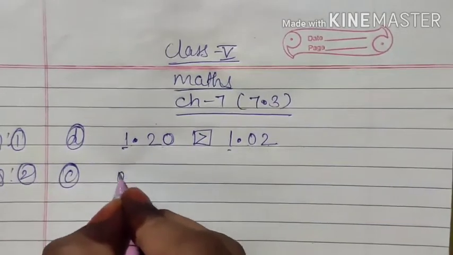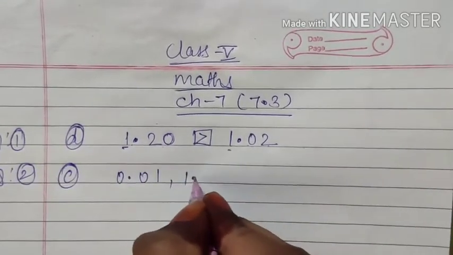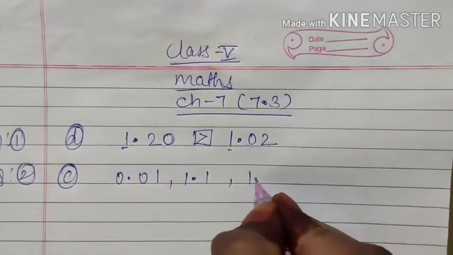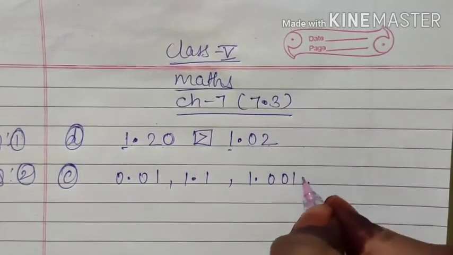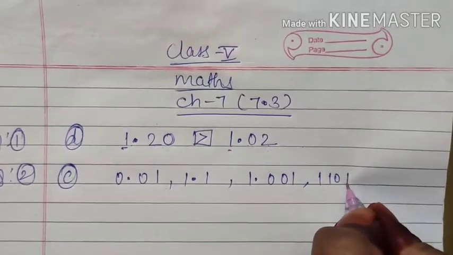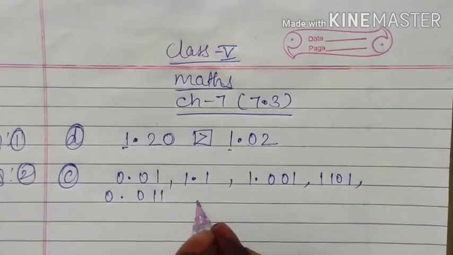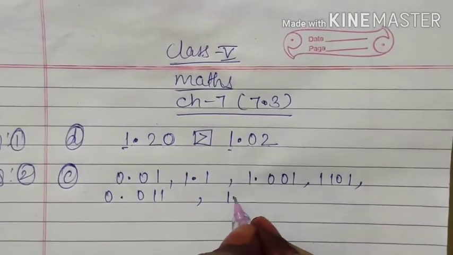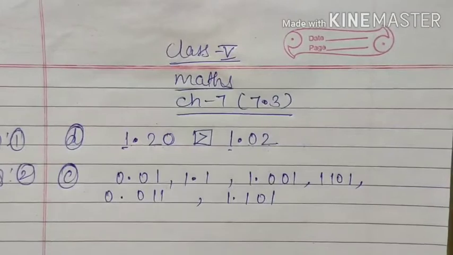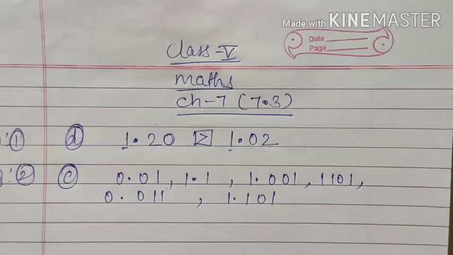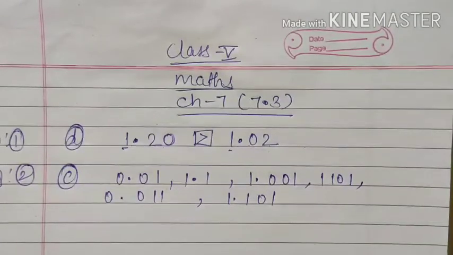In C part, the question is 0.01, 1.1 and 1.001, 1101, 0.011 and 1.101. These are the numbers. So the question is we have to arrange them in the descending order. So that means we have to find out which is the greatest number, because first of all we will write the greatest number. Descending means greater to smaller. So first of all we need the greatest number.